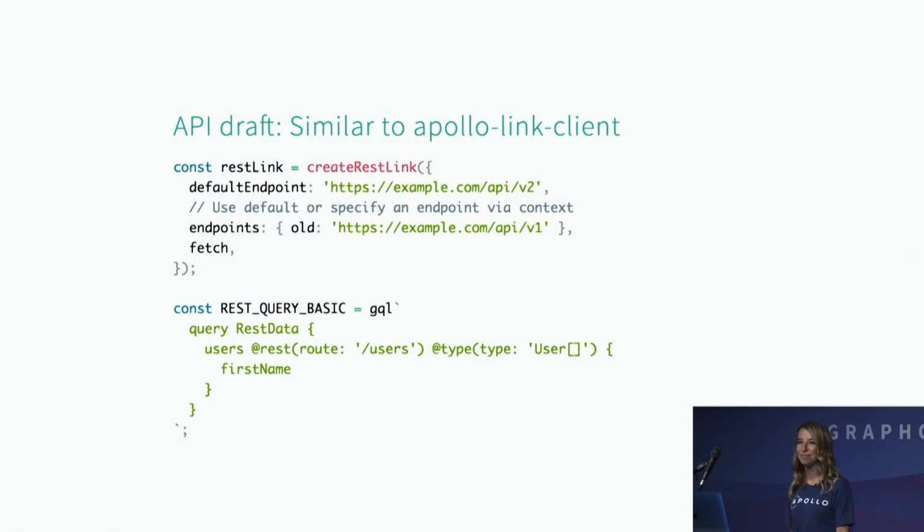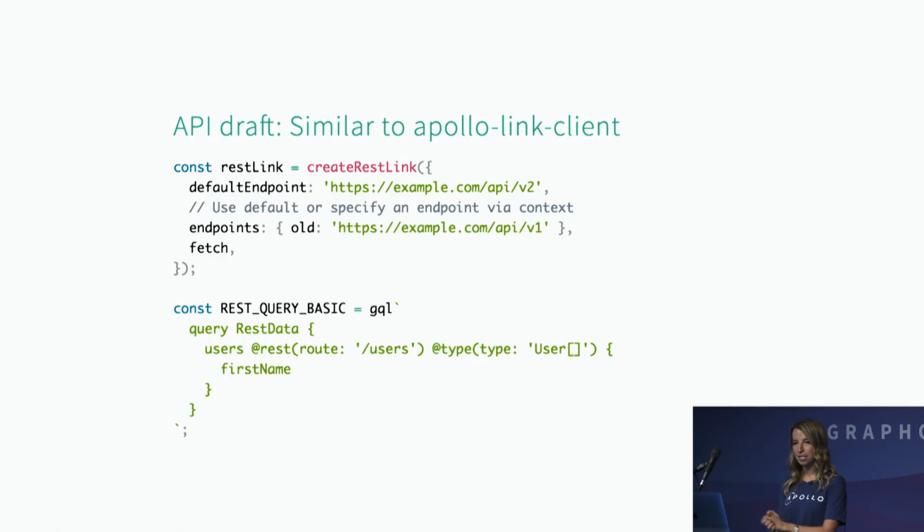The API looks pretty similar to Apollo Link State. You'll have a REST link, and then you'll pass in a map of endpoints. You'll be able to specify an endpoint if you'd like using the context, or you can just fall back on the default endpoint. And to query REST data, you'll just annotate the field with the REST directive.